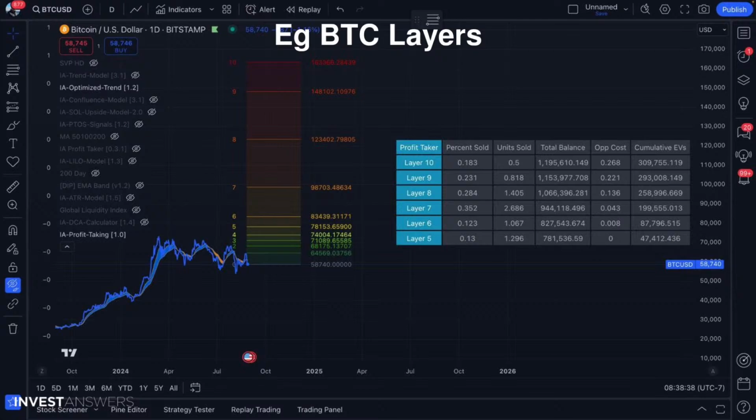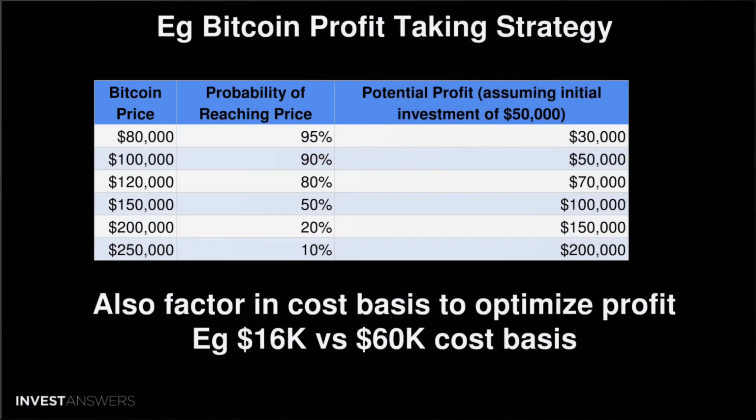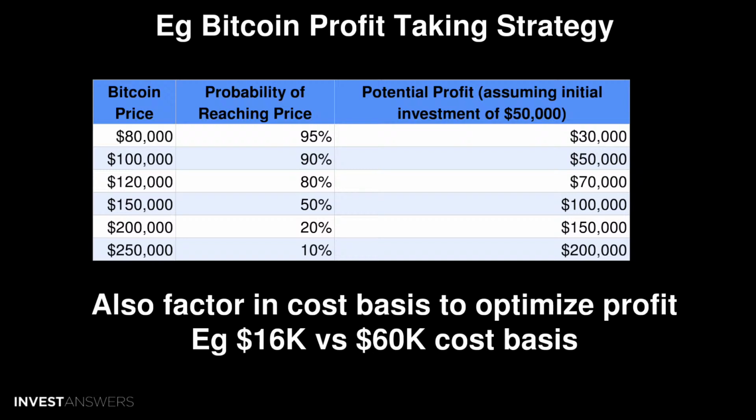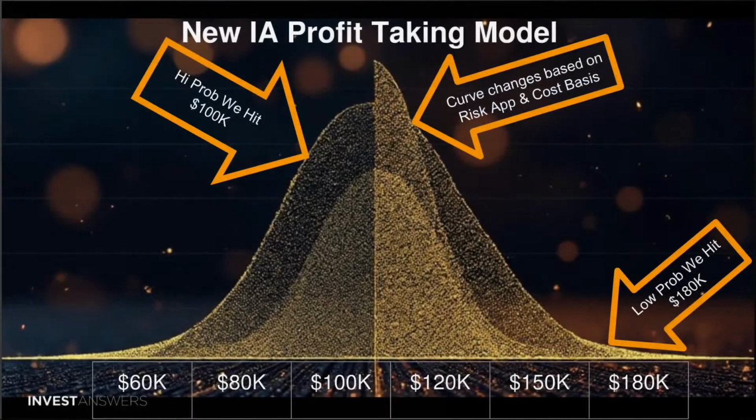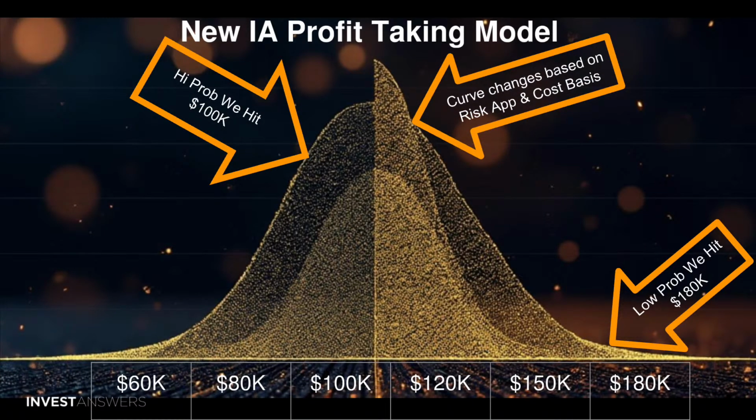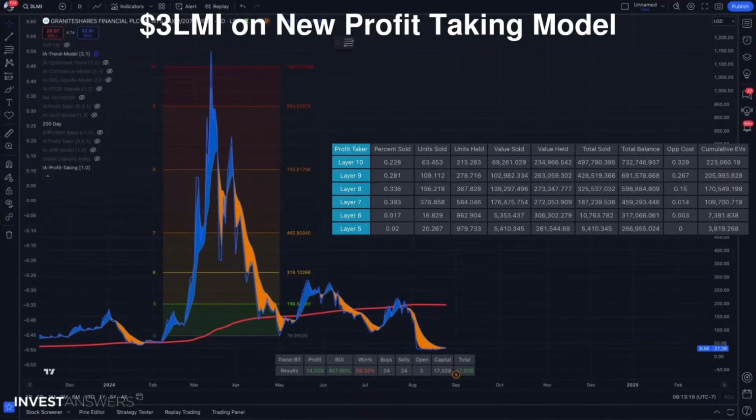I'm going to walk you through the model in 1 second. But first, we need to look at the methodology. It's based on the probability of reaching certain levels in a certain window of time, like 1 year. And it optimizes your bag, your profit taking, your expected value based on your cost basis, your aggressive style, your initial position size, the type of asset, and other user defined parameters.